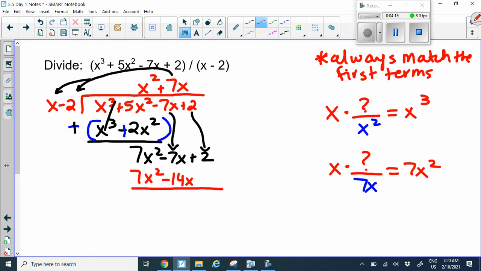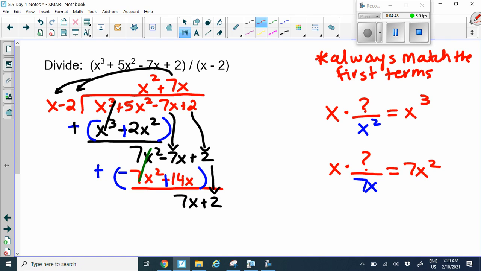And now I subtract. Okay, that subtraction becomes a plus. My 7x squared becomes negative, and my 14x becomes positive. Now notice what happens with my 7x squareds. They cancel out, as they should. And now I combine my 14x and my minus 7x. And that's going to give me 7x. And then I do need to bring down that 2, so the plus 2.